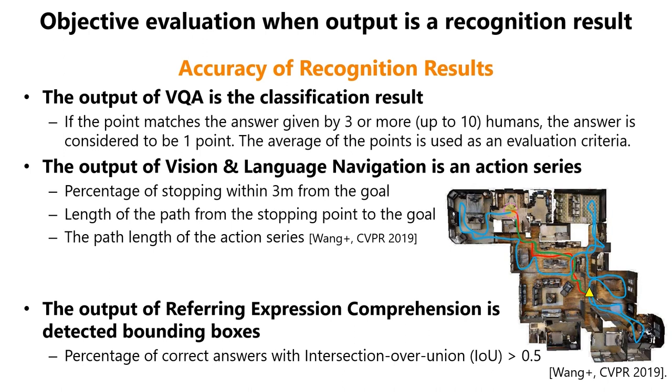The paper points out this problem and proposes adding the difference in the length between the path generated and the correct path as an evaluation indicator. As another example, in the case of referring expression comprehension, the output is a bounding box, which can be evaluated by intersection over union in the same way as in object detection.